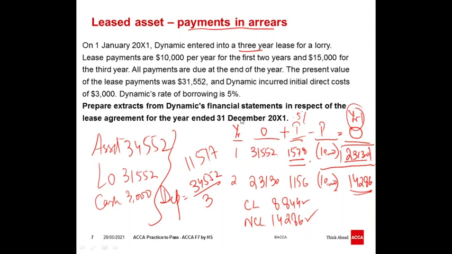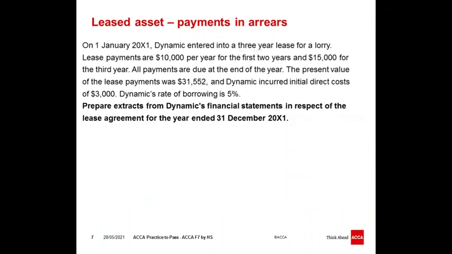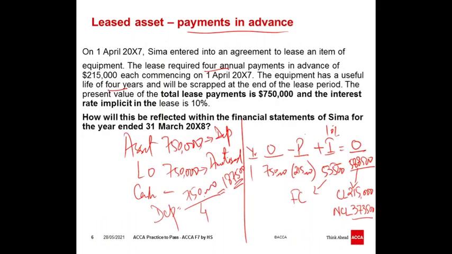So it's a treatment for the arrears. In case of advance, you only need to make the amortization table for the first year, and the installment amount is the current liability, and the remaining amount will be the non-current liability.